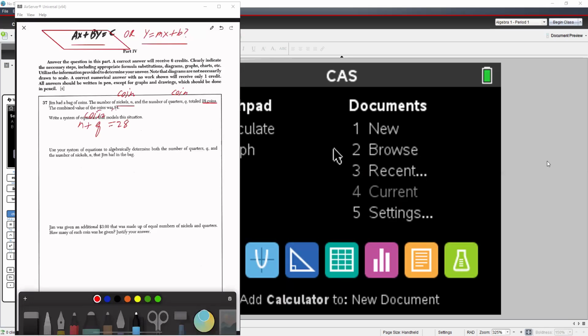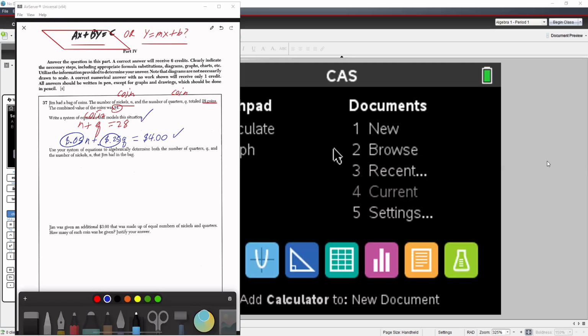Now, the second equation, we have to come up with something that has dollars in it or money in it. So all we need to do now, how much is a nickel worth? Well, it's worth 5 cents. 0.05 times N plus how much is a quarter worth? It's worth 25 cents. So that's going to be times Q equals $4. Right? So these are our two equations. Now, they're assuming that you know the value of the coins, and you should. A nickel is 0.05 and a quarter is 0.25.